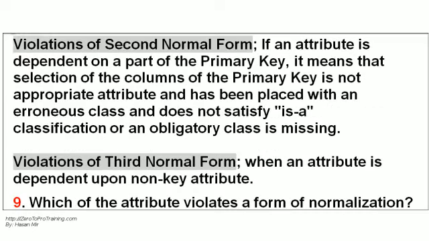Next, violations of second normal form. If an attribute is dependent on a part of the primary key, it means that the selection of the columns of the primary key is not appropriate, the attribute has been placed with an erroneous class and does not satisfy a classification, or an obligatory class is missing. Violations of third normal form, when an attribute is dependent upon a non-key attribute. 9. Which of the attributes violates a form of normalization?